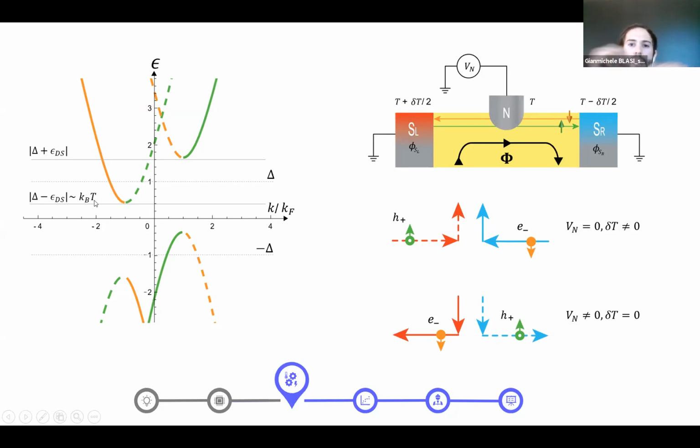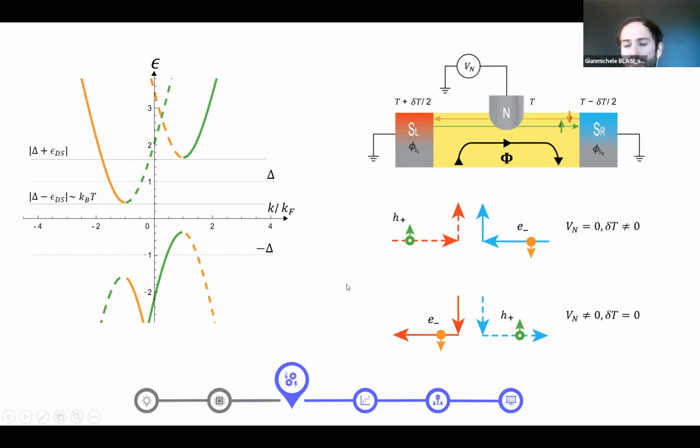Because they move in opposite directions, they thermalize with opposite superconducting reservoirs at different temperatures, and it is from this imbalance of cold left-moving electrons and hot right-moving holes that inside the probe we get a net thermoelectric effect when Vn equals 0 and delta T is different from 0. We can have also the dual, Peltier cooling effect by considering Vn different from 0 and delta T equal to 0.